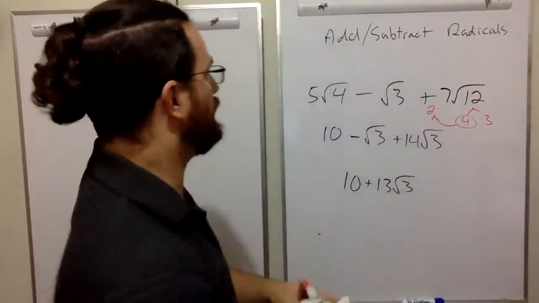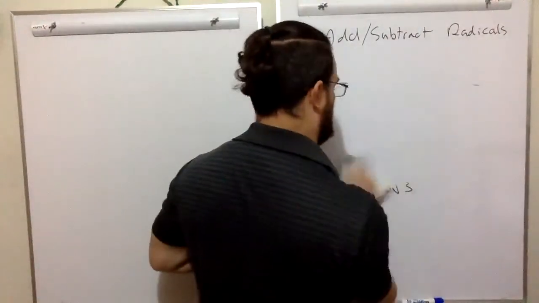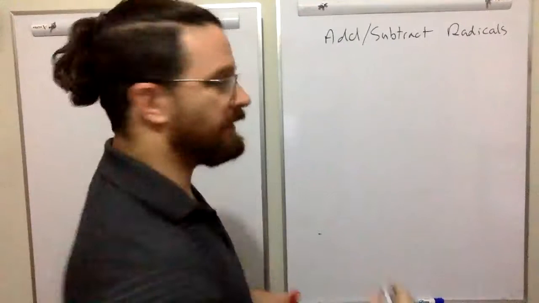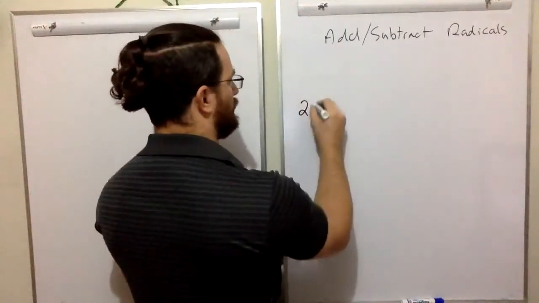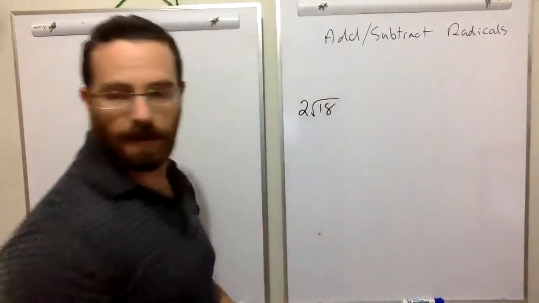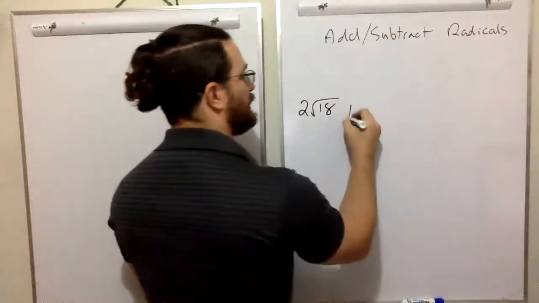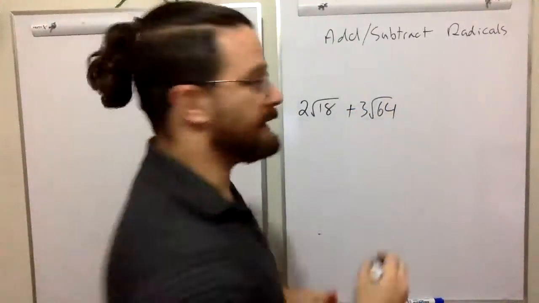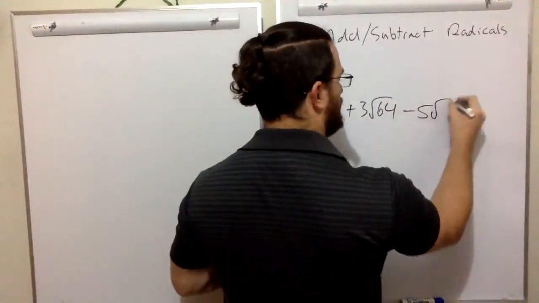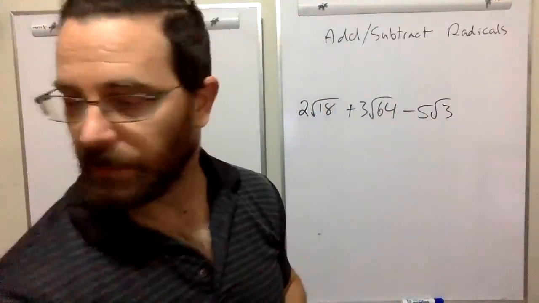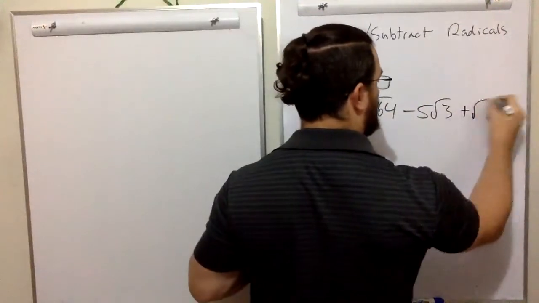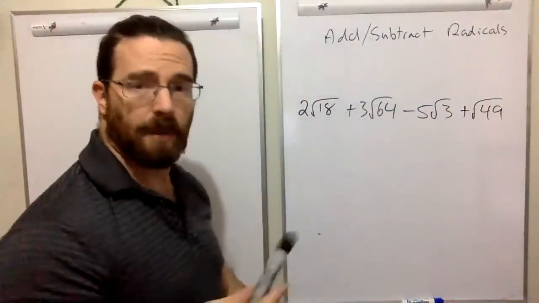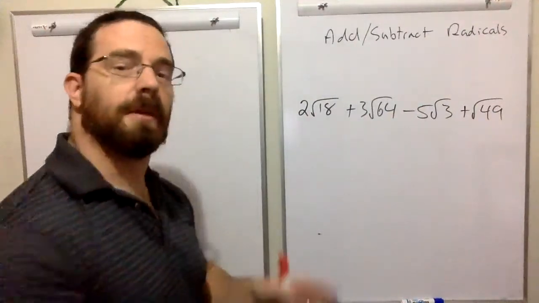One more, and then you guys can get started on your assignment. So if I have 2 radical 18 plus 3 radical 64 minus 5 radical 3 plus radical 49. Again, pause it for a second, try it on your own, and then we'll solve it together.